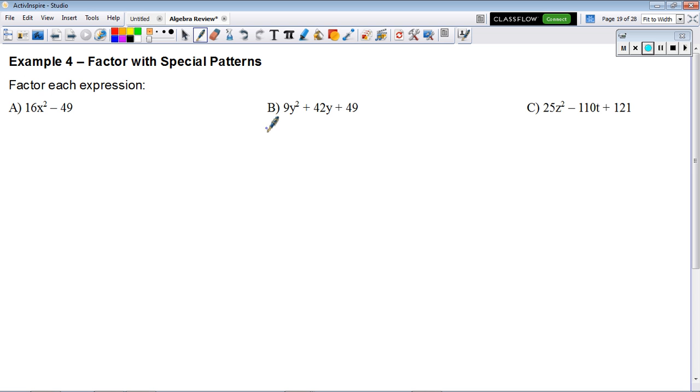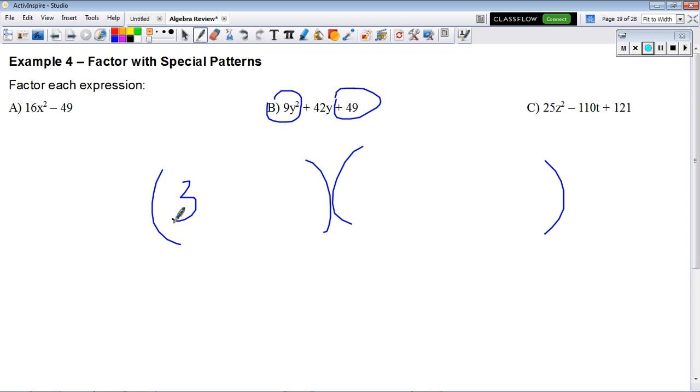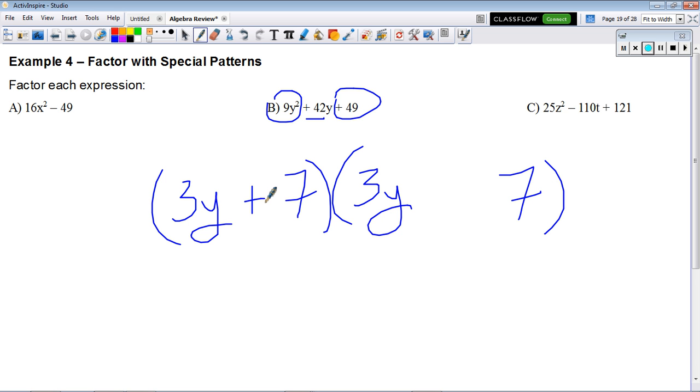For part B, same thing here. Notice that the term in the beginning and at the end are perfect squares. So 9y squared, I'm going to break this up to be 3y and 3y. 49, I'm going to break this up to be 7 and 7. And if you notice it's a positive 49, that tells me the signs are the same. And since it's a plus in the middle, it tells me those are both going to be pluses.